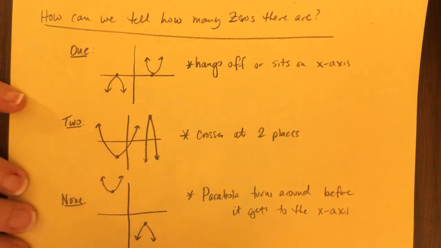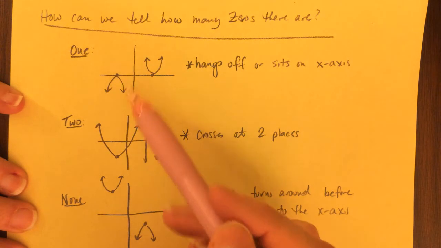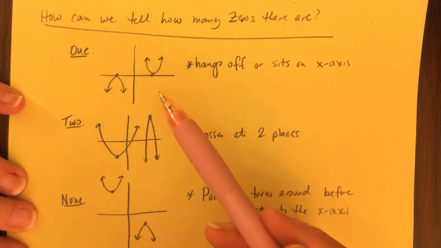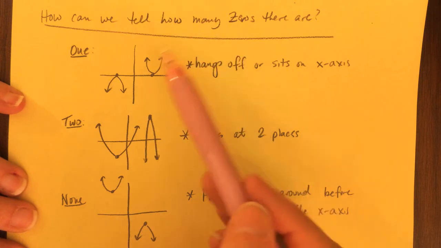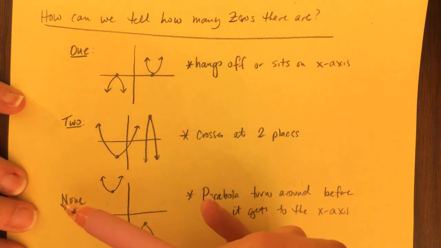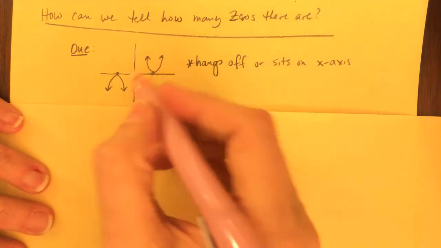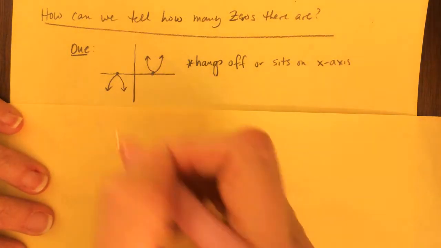Okay. Now, this is something new, but I want you to know about it. In a quadratic, and we just talked about the parabola, and how this parabola shape is what a quadratic function looks like, we're going to have either 1, 2, or no zeros. Okay. So if we have 1 zero, that means that our parabola is either sitting on or hanging off of the x-axis.